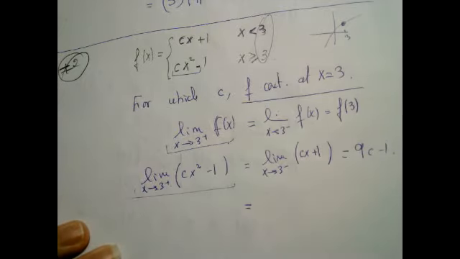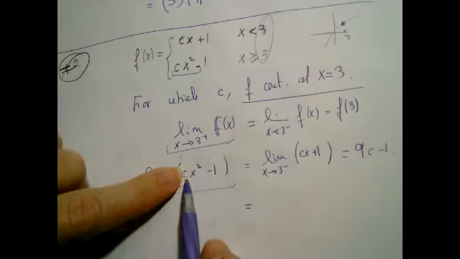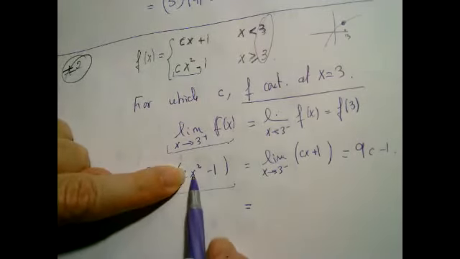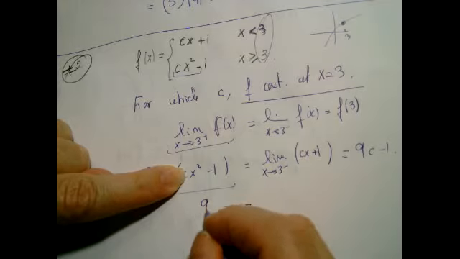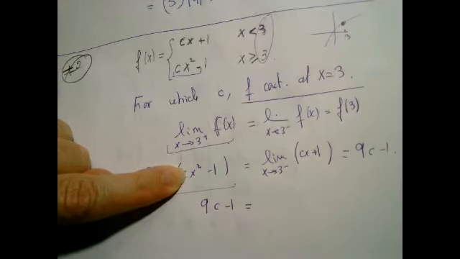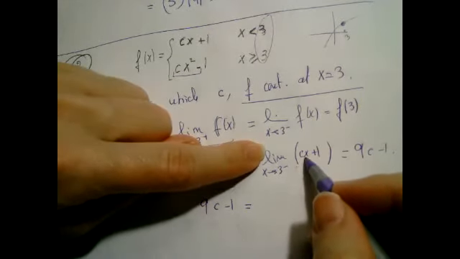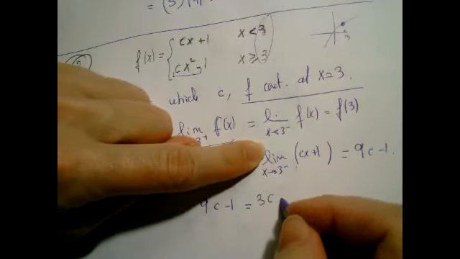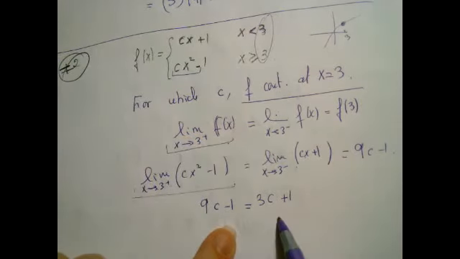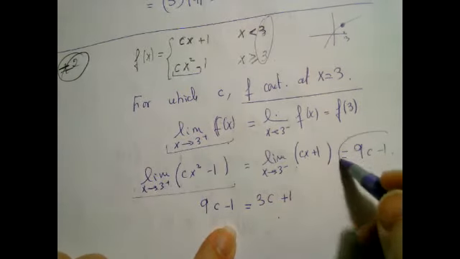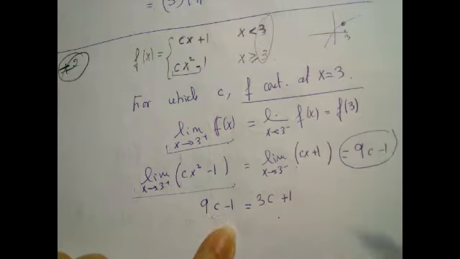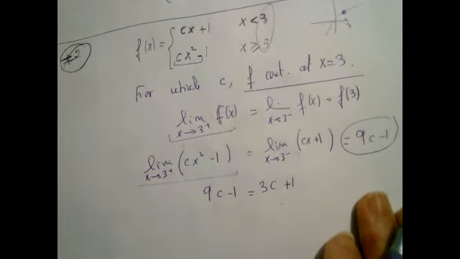9c minus 1. 9c, yeah, because, as I said, don't really let C get in the way. So this is x becoming close to 9, so it's going to give me 9c minus 1. This should be equal to, when x becomes close to 3 here, C is a constant, this would become 3c plus 1. So I want those to be equal to each other. Now I don't have to worry about that anymore because it's already there. And now I solve for C.